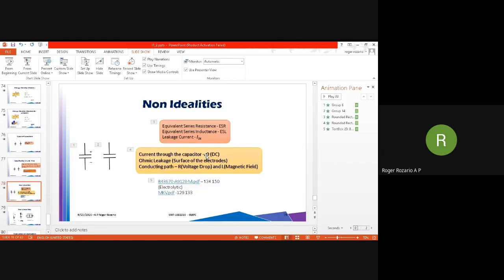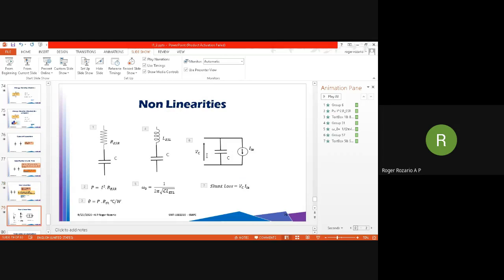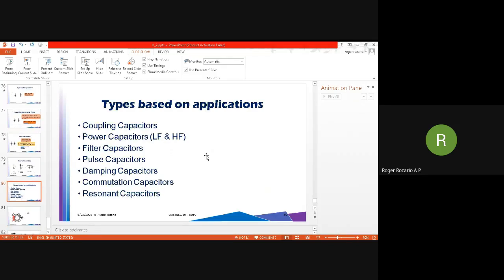And we finally saw three non-idealities in the capacitors. This is ILK, leakage current occurring because of ohmic leakage. This is equivalent series resistance and equivalent series inductance, because of the current flowing through the terminals. This ESR gives rise to power loss, this ESL gives rise to resonance, and this leakage current leads to shunt loss. And different types of capacitors are used depending on the applications.